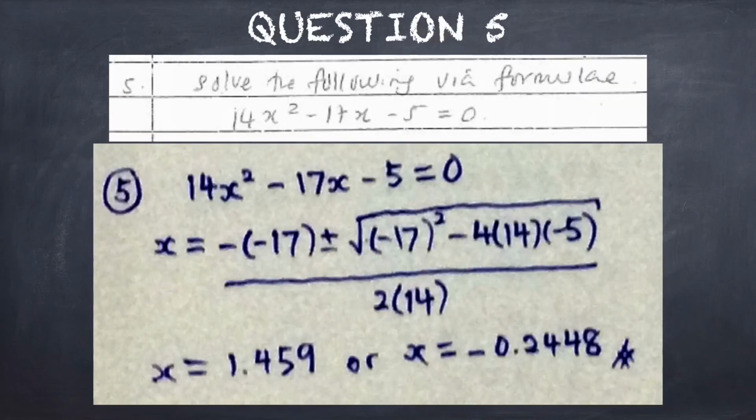Alright, question number 5, you're going to solve 14x squared minus 17x minus 5 equals 0. Usually this is a 2 or 3 marks question. Just substitute into the formula, you get 1 mark, and then you give the final answer from the calculator. You can use your calculator straight away. So you have x equals 1.459 or x equals negative 0.2448. The working in between is not required, because in the SPM marking scheme they don't really care what you write in between. You only get 1 mark for the formula and then the final answer mark.